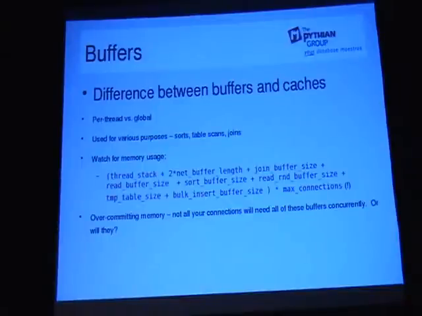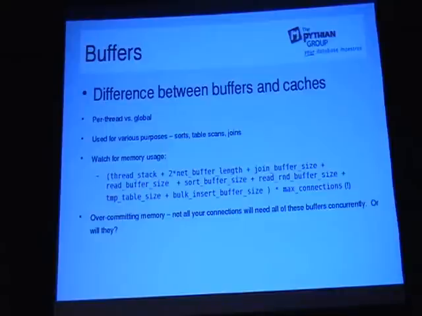Then I'll come to what we call buffers. Buffers are per thread, which means per connection. So every connection can have its own set of buffers. These are used for sorts, for table scans, joins. There are a lot of buffers, so look at the memory usage. You take each of those buffers, you add them together, and then you multiply with the maximum connections. And that's why I said you don't increase maximum connections blindly, and that's why it's limited.